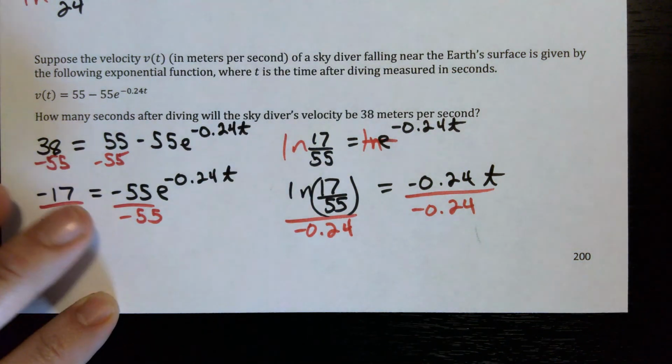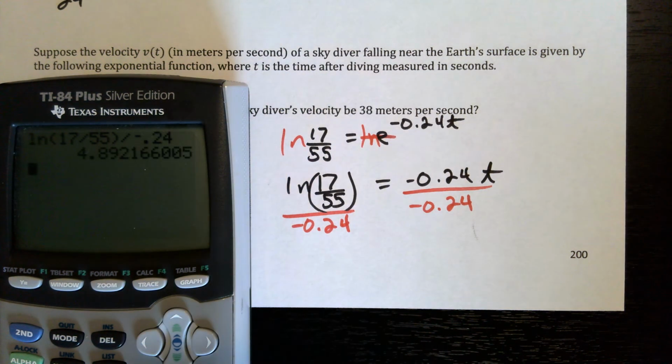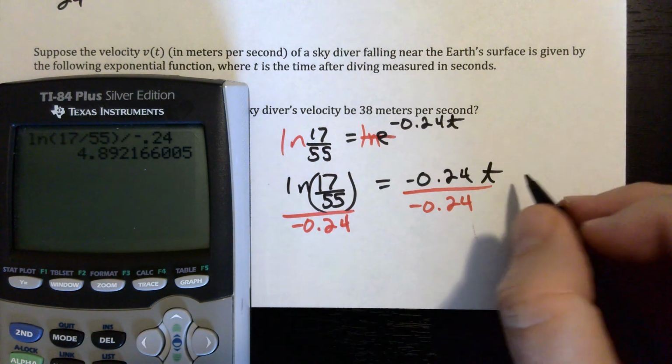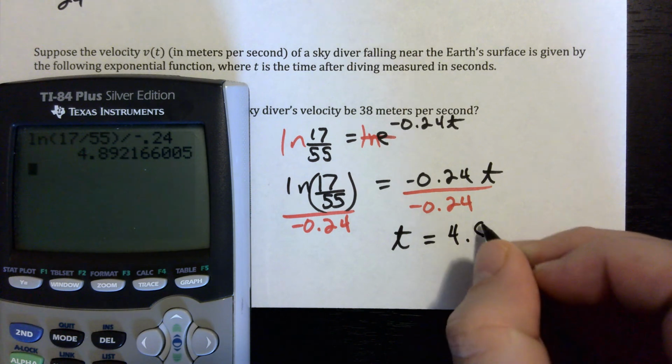If I divide both sides by negative 0.24 and put that into my calculator, ln of 17 over 55 divided by negative 0.24. Okay, so that gives me 4.89, which rounds up to 4.9. So t is equal to 4.9.